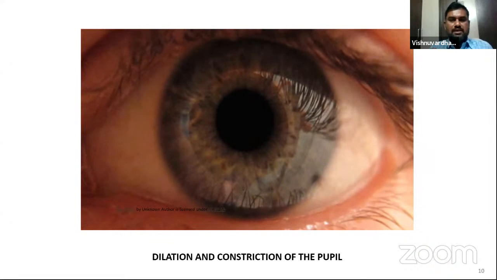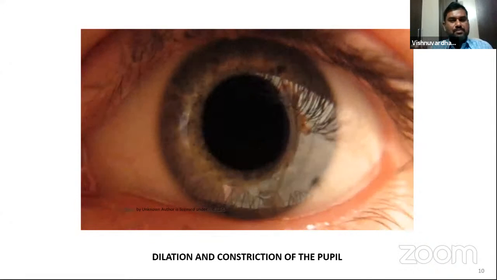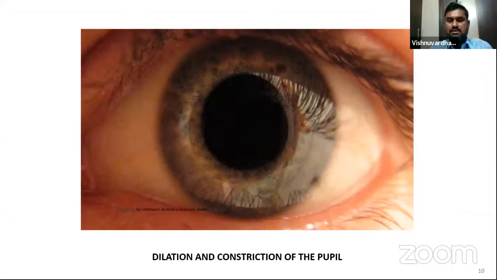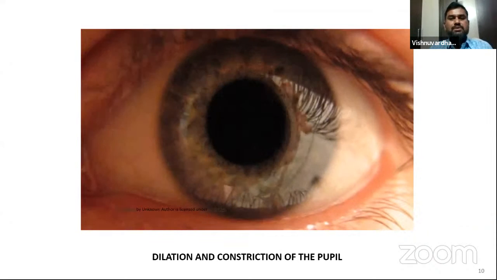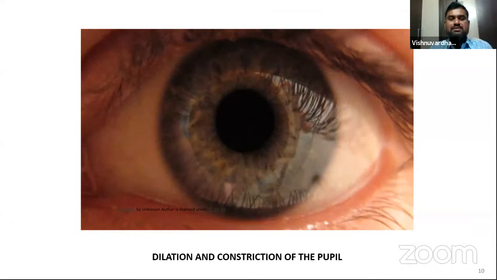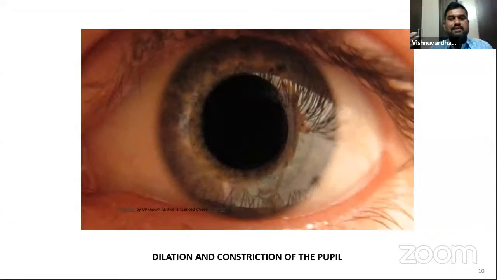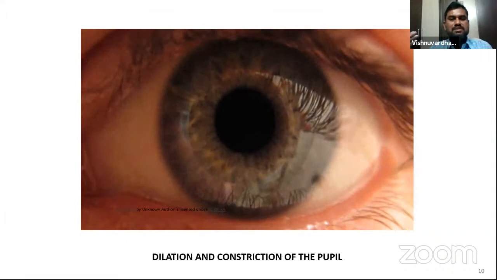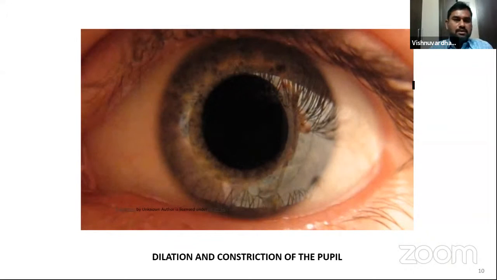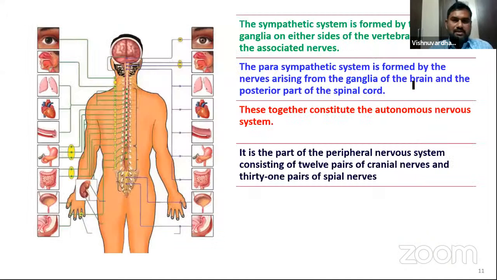If the dilation does not occur, the visibility will be very poor. If the constriction does not occur, our retina, our sensors, may be damaged due to the intensity of the light. Okay, here you can see the sympathetic and parasympathetic divisions of the nervous system.